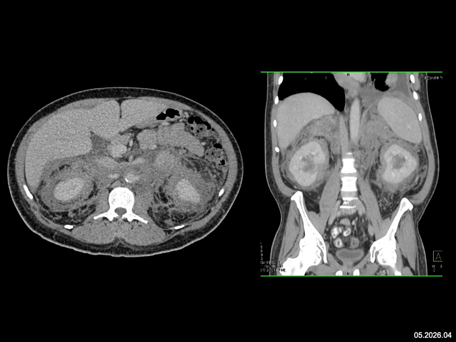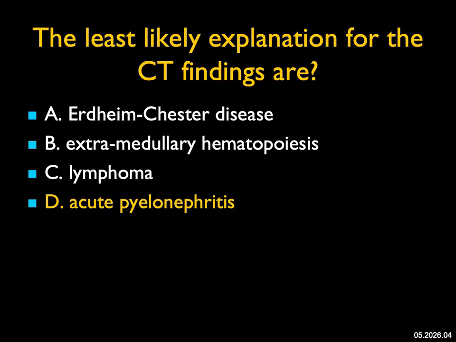Lymphoma can involve peri and pararenal and extend upward. It's not the greatest example for lymphoma, but it's a possibility. But the least likely, so again, it's all relative, is acute pyelonephritis. Pyelonephritis, you can get perirenal space involvement, but not to this extent. You're not going to see the changes going up and down the aorta. This, in fact, was Erdheim-Chester disease, but the least likely diagnosis was acute pyelonephritis.